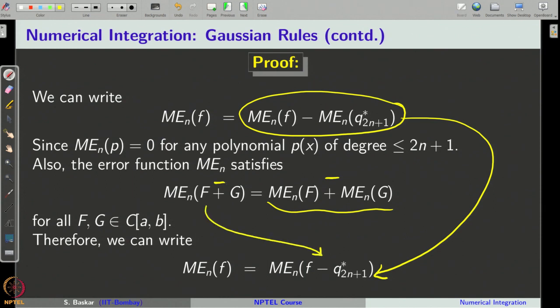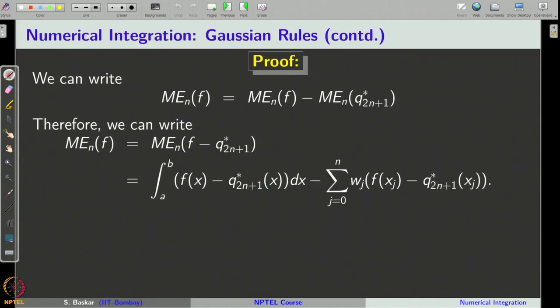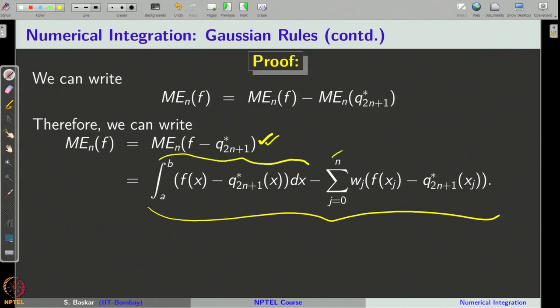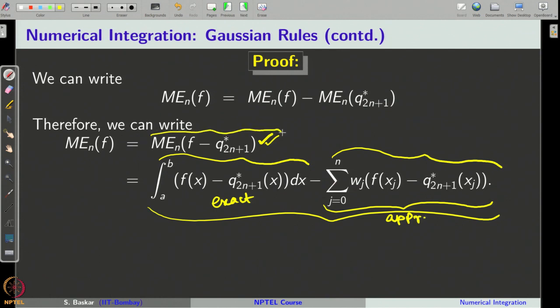And now, we can see that the mathematical error in f minus q star can be written like this. This is precisely the definition of the mathematical error. This is the exact value minus the quadrature rule. That is, the Gaussian quadrature rule is this. So, this is the exact value and this is the approximate value. So, that is the mathematical error, right.